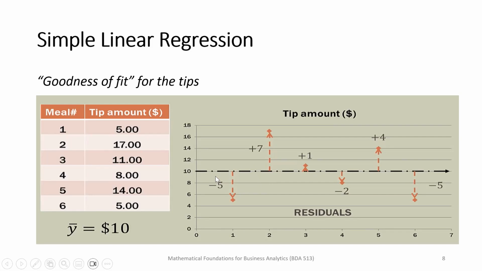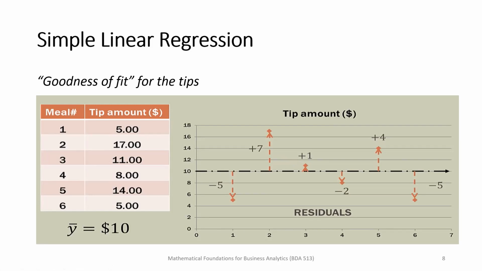All right. So here we have, if we are using the mean as the predictor, that is 10. And then the actual amounts, that is 5, 17, 11, 8, 14, and 5. Okay, the differences are the residuals. So we see that we have -5, positive 7, positive 1, -2, and so forth. Okay.